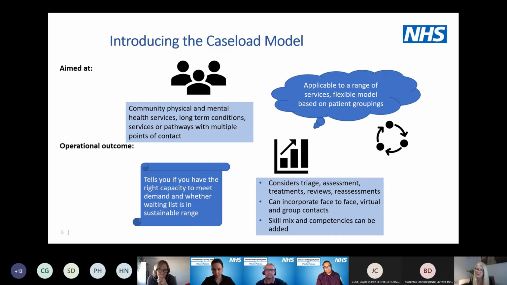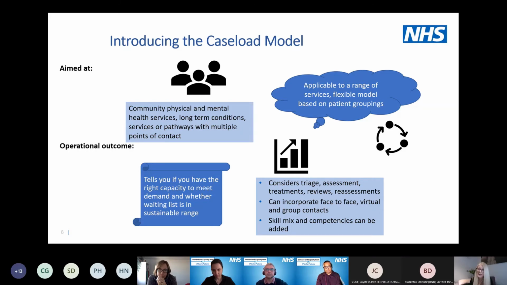Actually, it could work across teams. So you could have patients that move across teams, and you could actually model all of the demand and capacity for all of those teams as well. So it's not just for one team. And it'll tell you if you have the capacity to meet the demand and whether the waiting list is in a sustainable range, because we know that some patients do wait, and that's absolutely the right thing to do in order for us to prioritise the patients with the most need.